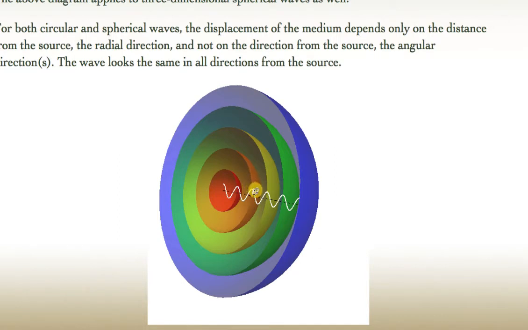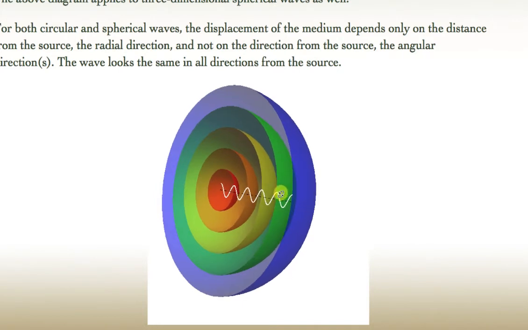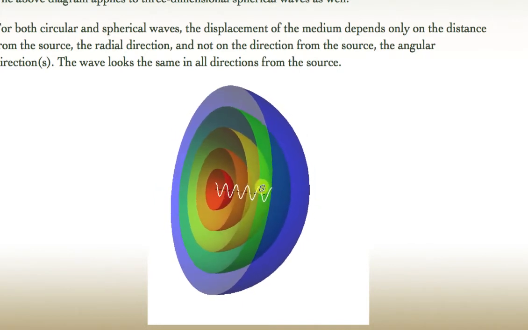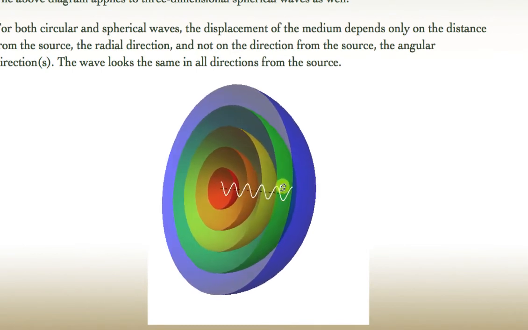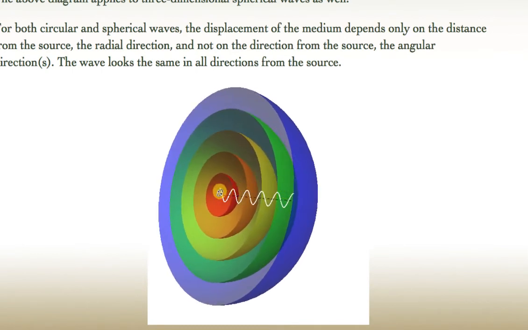And then you continue to move outward at this moment in time. All the points on this yellowish sphere are also all at maximum displacement. And same for the green and same for the blue. So all these spherical shells represent locations of maximum displacement from equilibrium of the medium. So this could be a sound wave, for example. If I've got a little tiny speaker in the center here, the speaker could be vibrating, giving off this wave that travels out away from it in all directions.